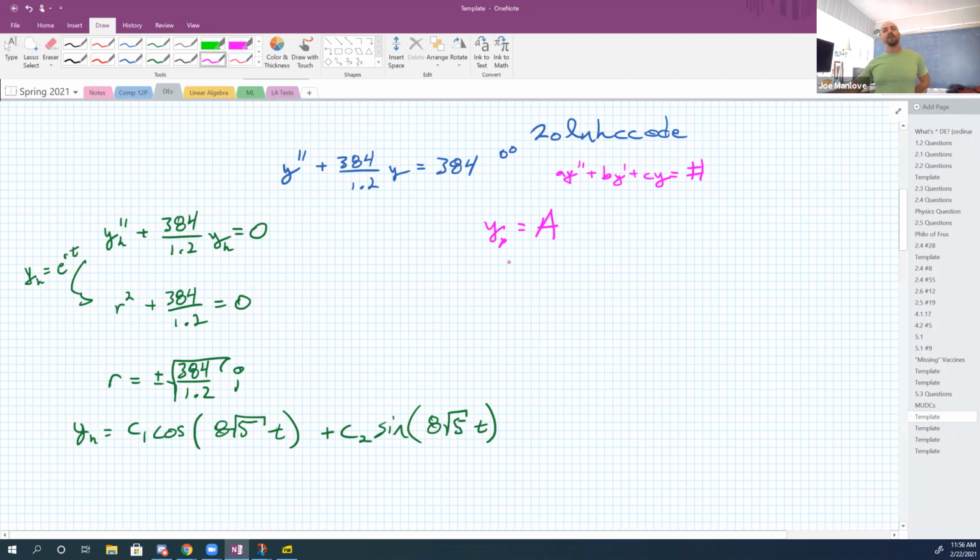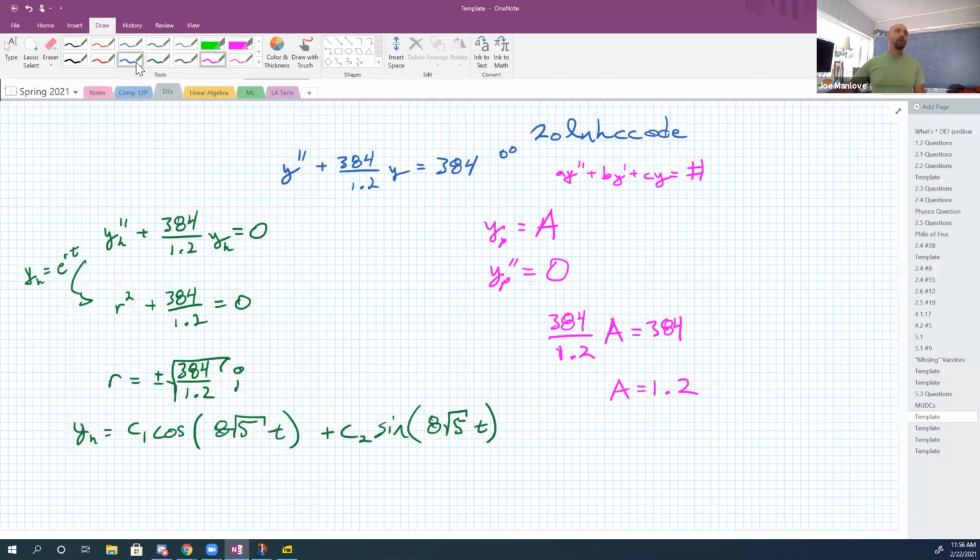All right, so I want to guess y_p is A. This is going to be relatively straightforward, and then I'm going to take y_p double prime, which is going to be 0, right? Then I'm going to plug this in here. So I'm going to get 384 over 1.2 times A is equal to 384. I'm going to solve here and figure out pretty quickly that A is 1.2.